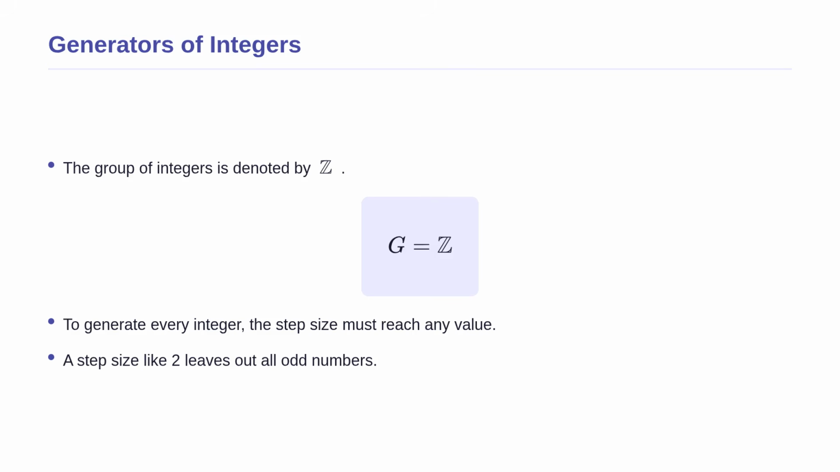Let us formalize this infinite group mathematically. The symbol Z represents the set of all integers. To generate every possible integer using only addition, we must start with a number that can reach any value by repeated addition or subtraction. If we chose a number like 2, we would only ever generate even numbers, leaving out all odd numbers entirely. So we need a step size that covers absolutely everything. Because the set is infinite, our choice of generator is much more restricted than in a large finite clock system.